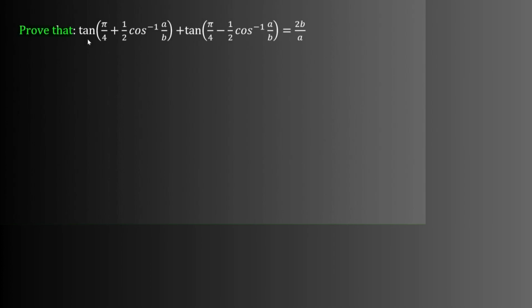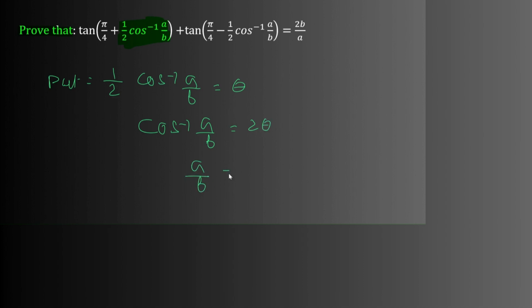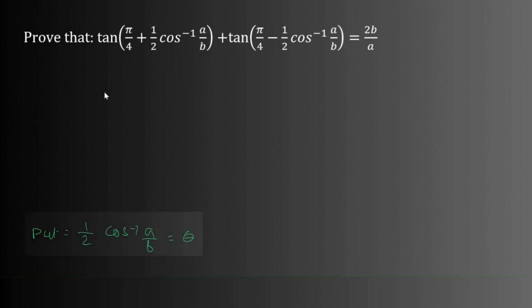Now, in order to prove this, what we are going to do is to consider half cos inverse A over B, and put it as theta. So what can I say? Cos inverse A over B is 2 theta, or we can further say that A by B is cos 2 theta.